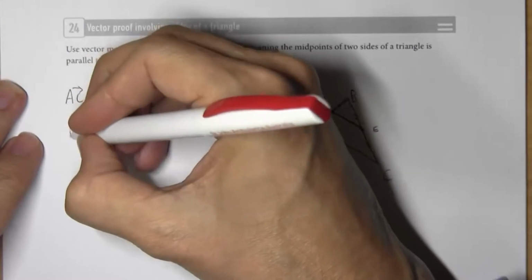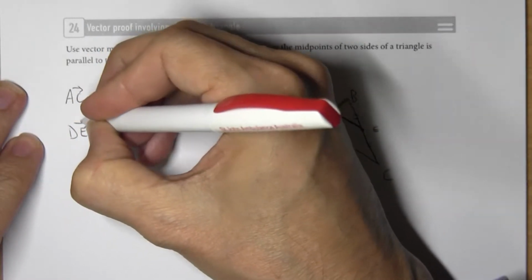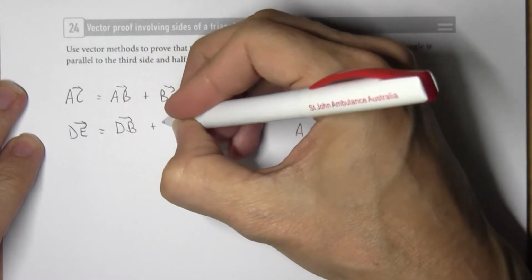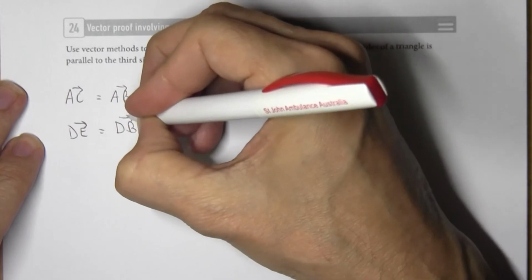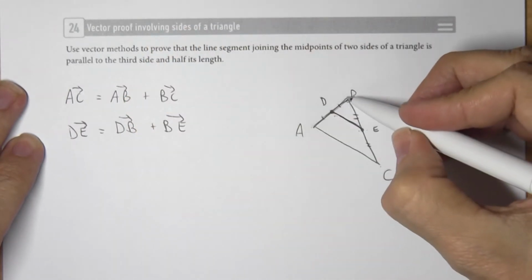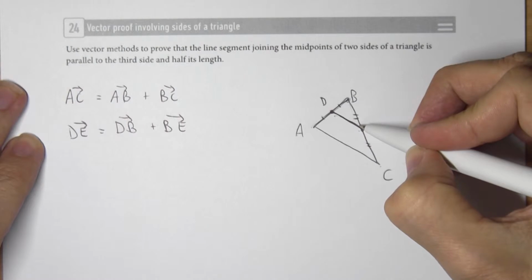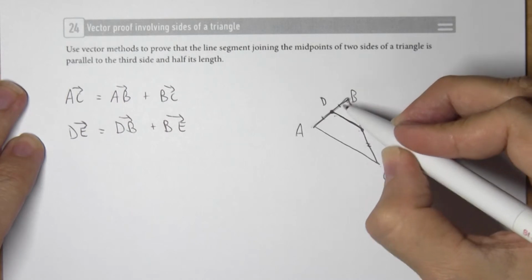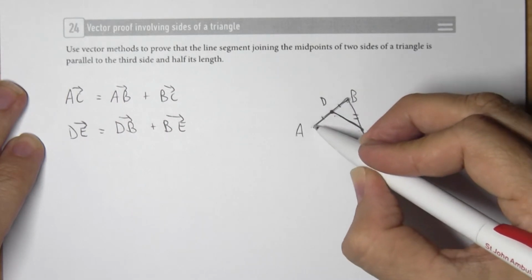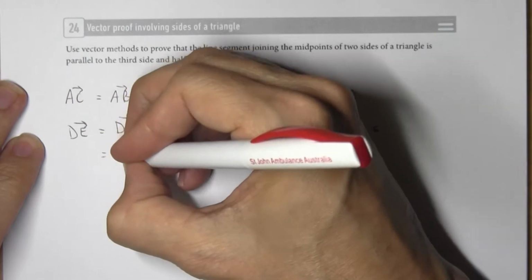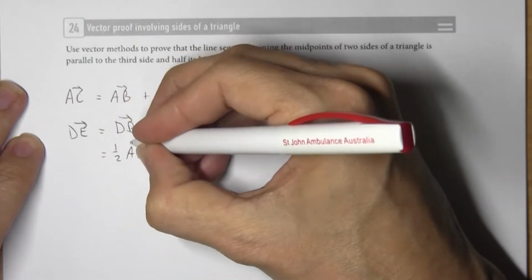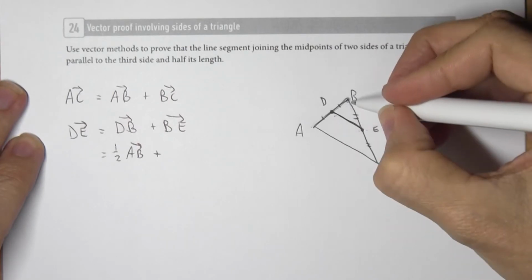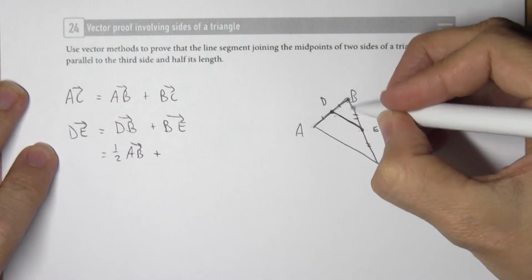DE now, to go from D to E, again I'm going to go via the same point B. DB plus BE. Okay, DE is D to B plus B to E. But wait, D is the halfway point between A and B, which means DB is half of AB. And BE, E is the midpoint of BC, so BE is half of BC.